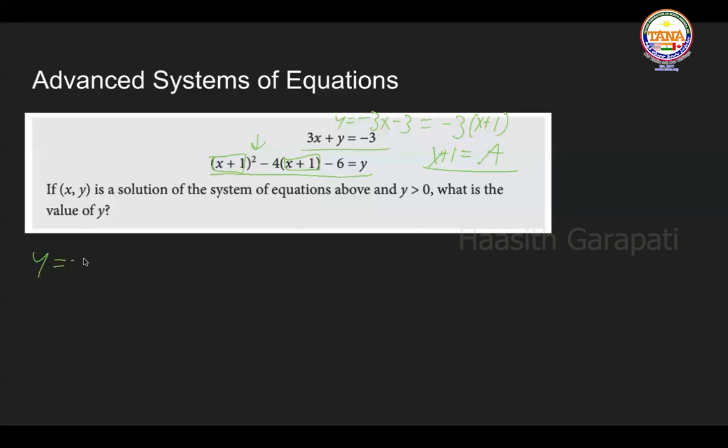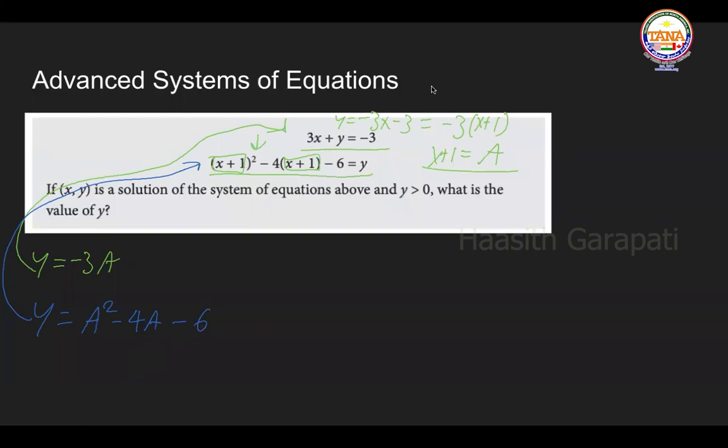y is equal to negative 3a. This corresponds to the first equation. And then y is equal to, this corresponds to the second equation, y is equal to a squared minus 4a minus 6. And that looks a lot easier to solve, in my opinion.